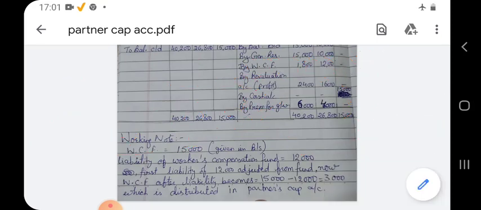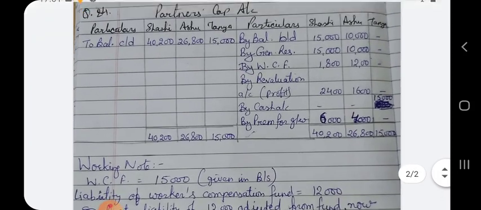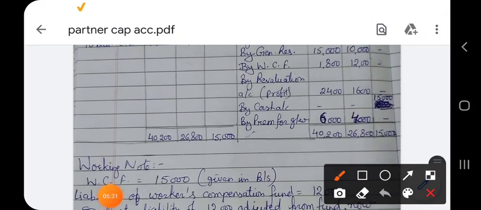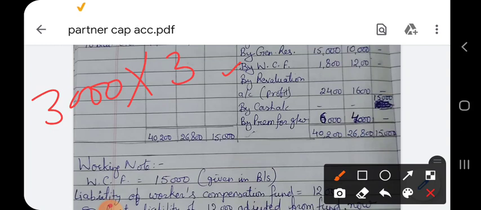Here, as you can see, I have written by WCF, workers compensation fund, 3,000, distributed again in old ratio. Reserve fund and profit and loss, all of these are distributed among partners in old ratio, that is 3/5 and 2/5. So 5 sixes are 30, 600 into 3, 1,800, and the same thing you will do for Ashu, you will get 1,200 for Ashu. Is it okay?